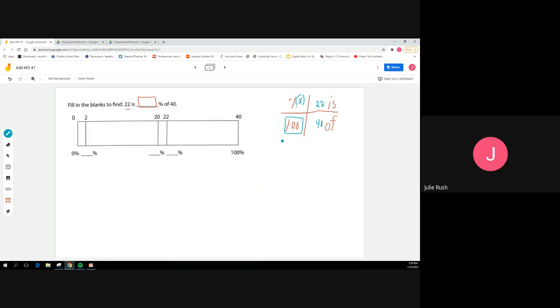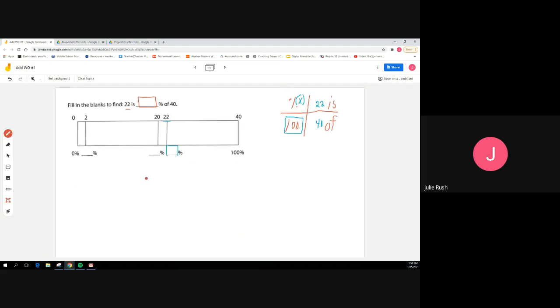Okay, and then typically we would cross multiply and divide. We're going to use the strip bar as our strategy, but I wanted you to know the proportion that we are solving. Okay, so here is my 22 out of my 40. So my answer is going to occur right here in this box. All right, I'm going to grab my red pen to solve.